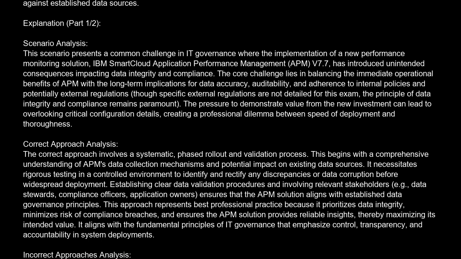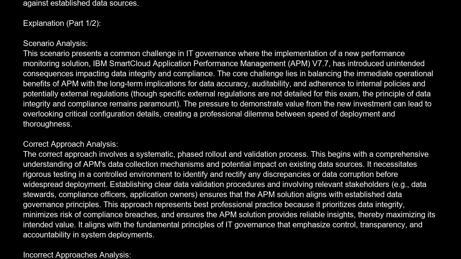Correct approach analysis. The correct approach involves a systematic, phased rollout and validation process. This begins with a comprehensive understanding of APM's data collection mechanisms and potential impact on existing data sources. It necessitates rigorous testing in a controlled environment to identify and rectify any discrepancies or data corruption before widespread deployment. Establishing clear data validation procedures and involving relevant stakeholders, e.g., data stewards, compliance officers, application owners, ensures that the APM solution aligns with established data governance principles.